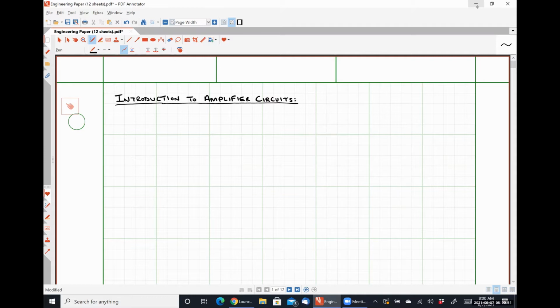All right, so today we're going to talk about amplifier circuits, and we're going to be very general and move towards op-amp circuits specifically as this lecture goes on, and then talk about op-amps for the next couple of days. So let's first talk about what an amplifier is.